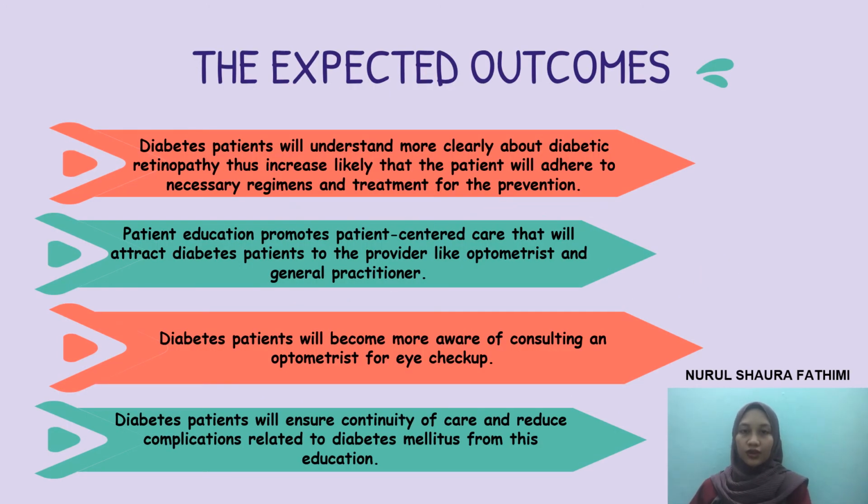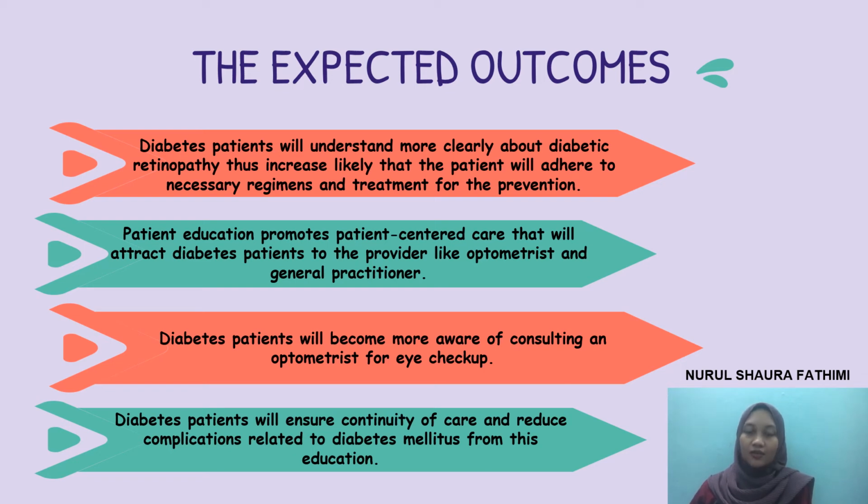Next, we move to expected outcome. So, what are the goals that we need to achieve from this health promotion tool? And what do we expect from the patients after we introduce this flip chart? Firstly, the outcome that we expect is diabetes patients will understand more clearly about diabetic retinopathy, thus increasing the likelihood that the patient will adhere to necessary regimens and treatment for the prevention.